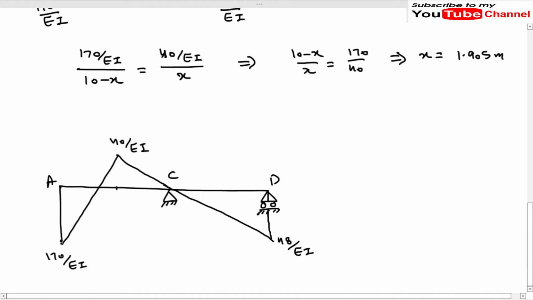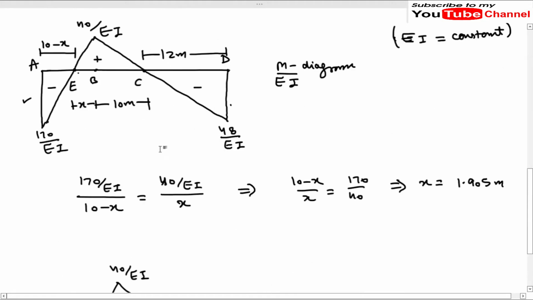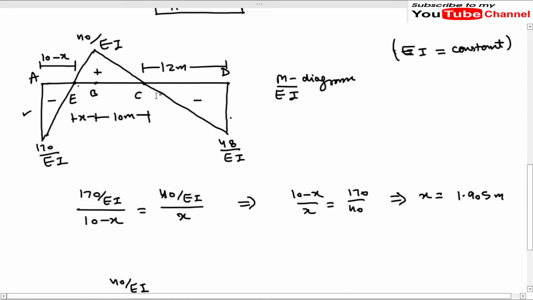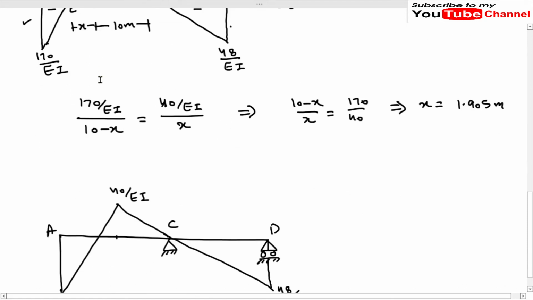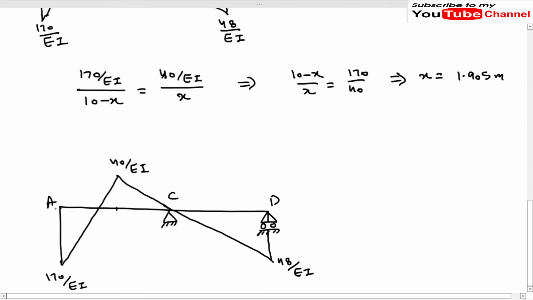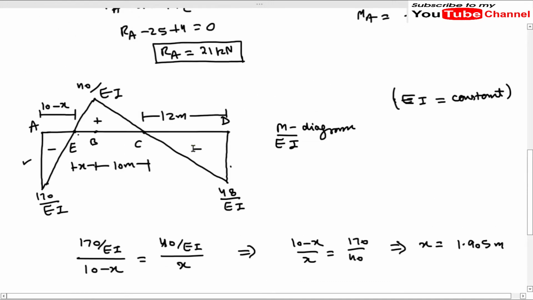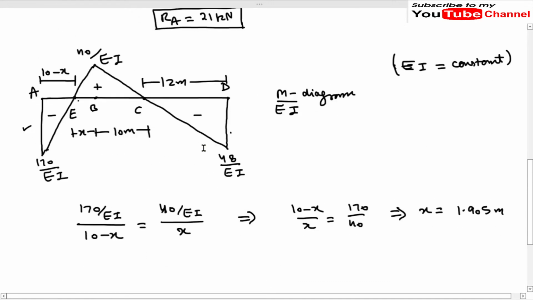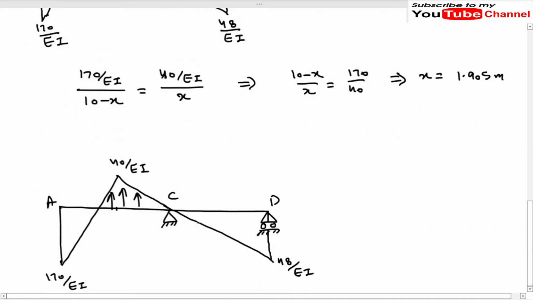In our previous first video of this lecture we have learned that if the bending moment is positive, then that bending moment will be applied as an upward acting load. And if the bending moment is negative, then this bending moment will be applied as a downward acting load on the conjugate beam. As you can see here, I am drawing the arrow in the downward direction for this segment also.